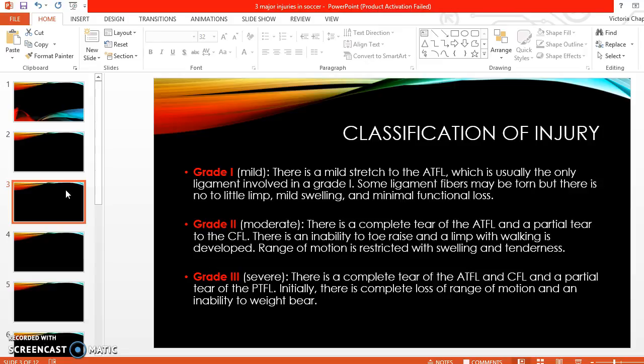And you can always go back to the pictures if you don't know what I'm talking about. Initially, there is a complete loss of range of motion and inability to weight bear.